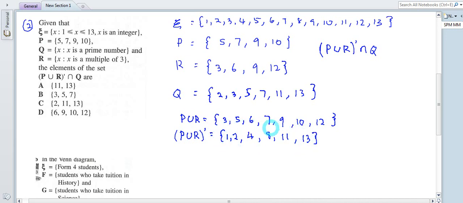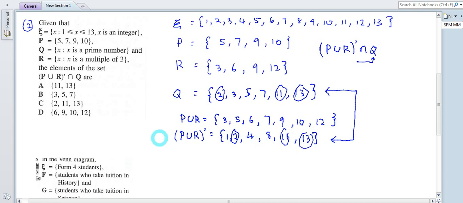And of all the elements here, only those inside Q we take, because of the intersection. It means the overlapping area between these two parts. So what is the answer? 2, okay, we have 2 here, we have 2 here, 3 we don't have here, 11, yes, 13, yes. So we have 2, 11 and 13. So the answer is C.